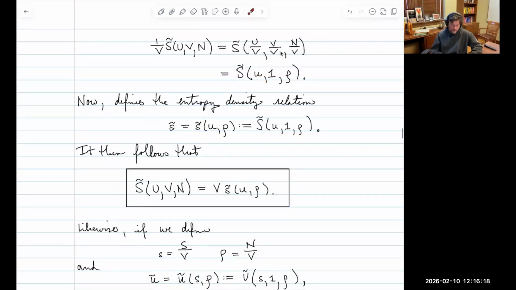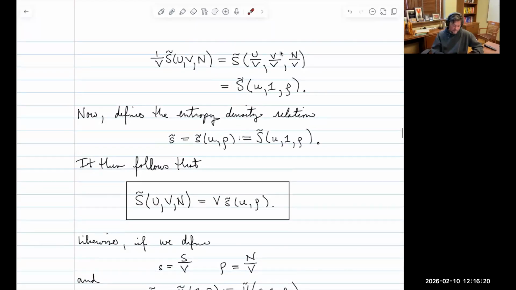And then of course, just using the fact that this is defined this way, multiplying both sides by V, we get this simple relation. If I have the entropy density and multiply it by V, I get back to the original entropy.